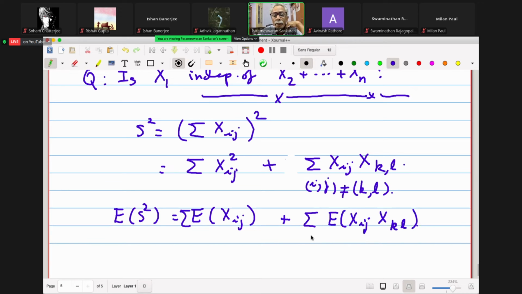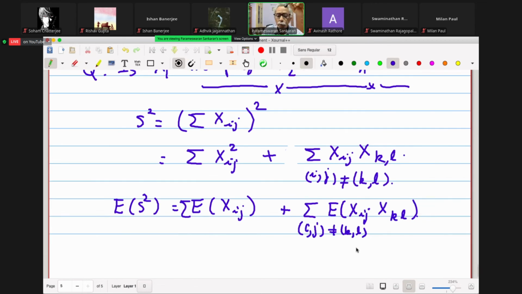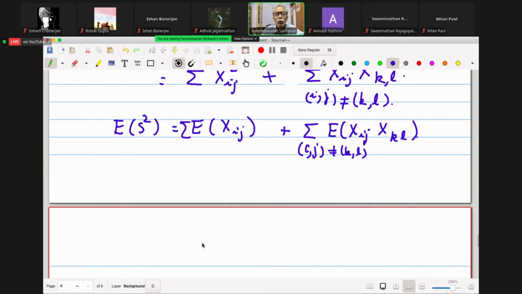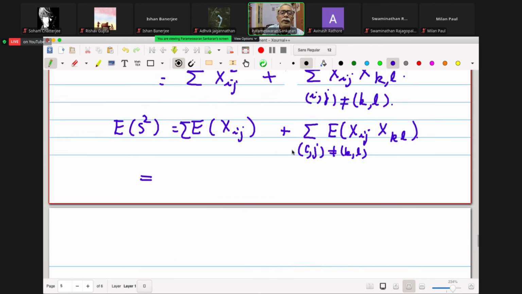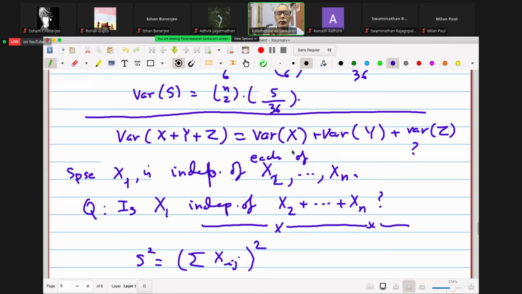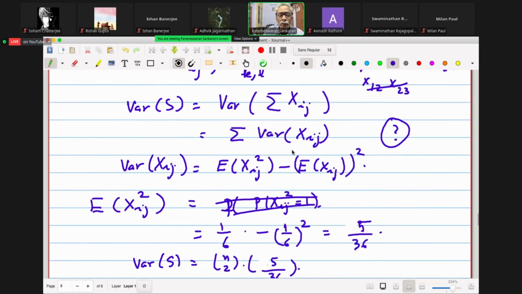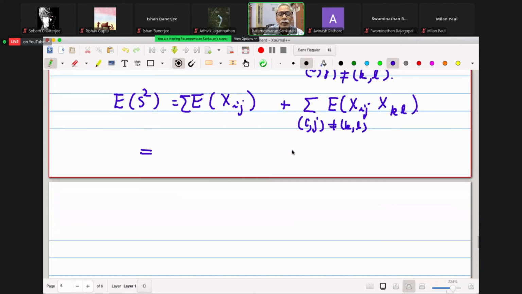Any two of them are independent, for ij not equal to kl. Since any two of them are independent, this is equal to, I think that this is true without further hypothesis. You just have to compute it. The problem, whatever I said earlier, I'll come back to that later. First, let us finish this.